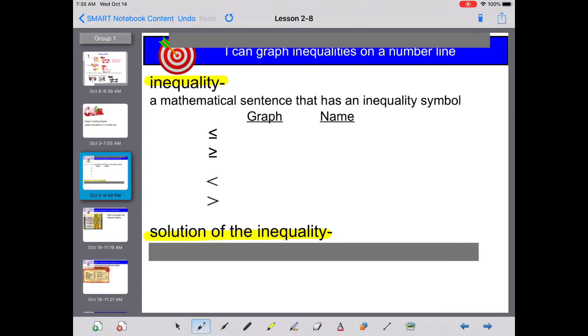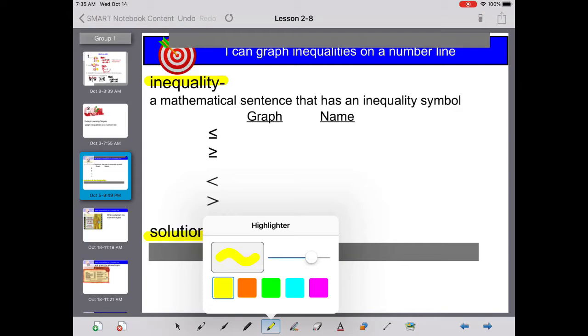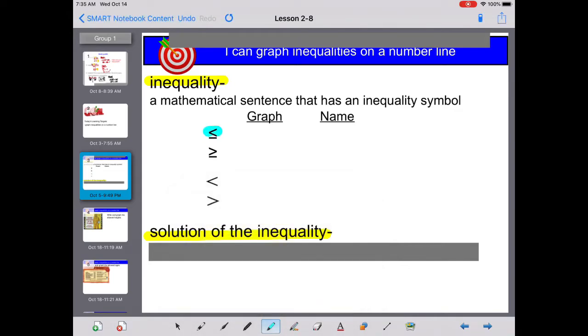The first inequality sign that we see right here is the less than or equal to. I think of these signs similar to in English when you have a compound word. You have dog, house, which is dog plus house is dog house. Here I have a less than sign plus an equal to sign, and I get less than or equal to.